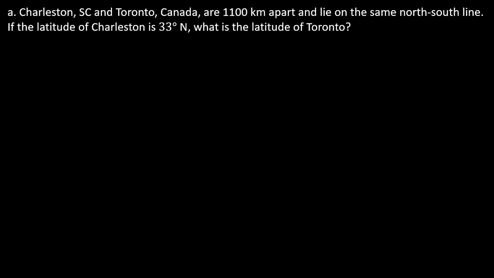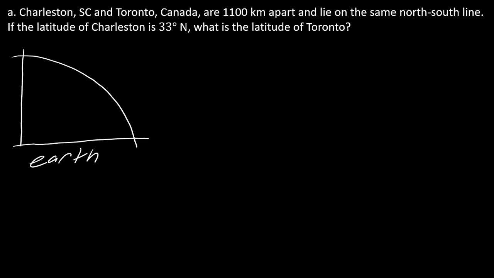Charleston, South Carolina, and Toronto, Canada are 1,100 kilometers apart and lie on the same north-south line. If the latitude of Charleston is 33 degrees north, what is the latitude of Toronto? Okay, so I talked about latitude problems in my other video.